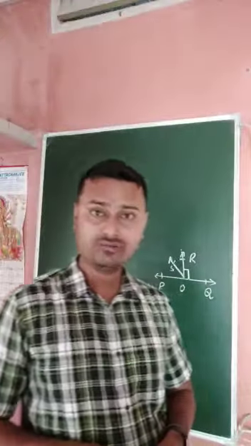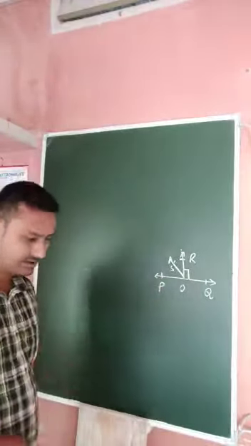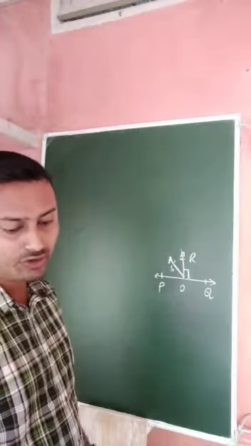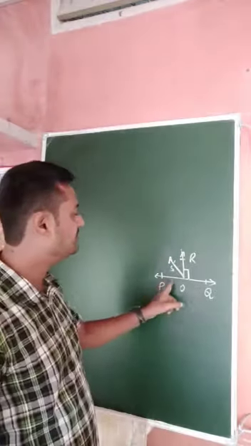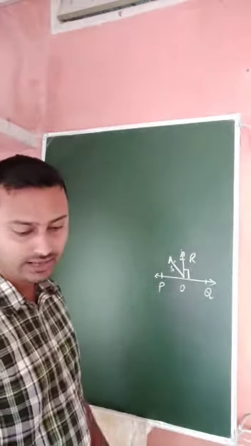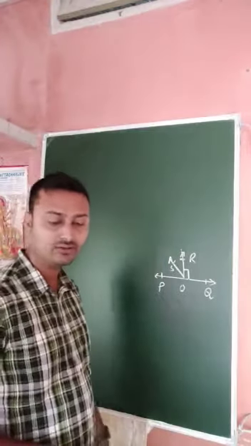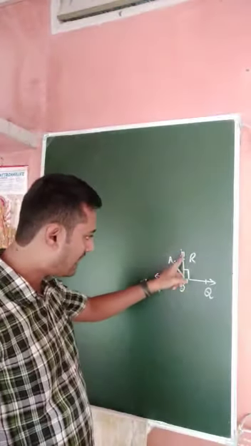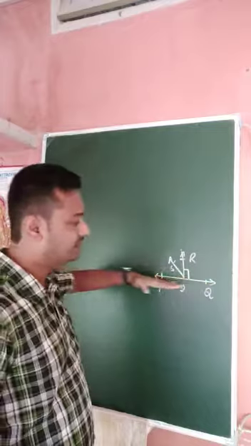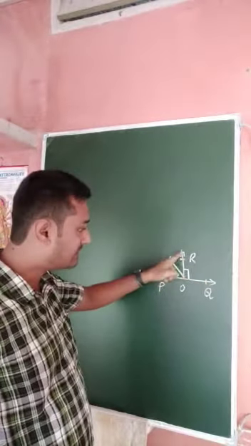So come to question number 5. The figure of question number 5 is this one. It is given that POQ is a line. This means POQ is a line and ray OR is perpendicular to the line PQ. That means this OR is perpendicular upon PQ.